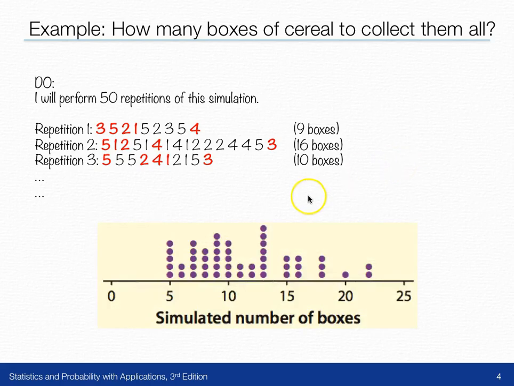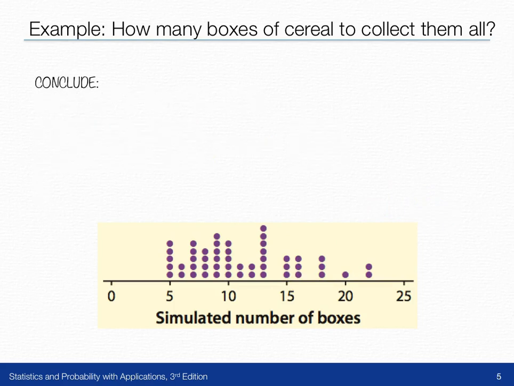Then we can summarize what we found here. So this 9 boxes shows up here in the dot plot as one of these dots at 9. This one at 16, repetition 2, occurs at one of these 3 dots that shows 16 boxes were necessary.